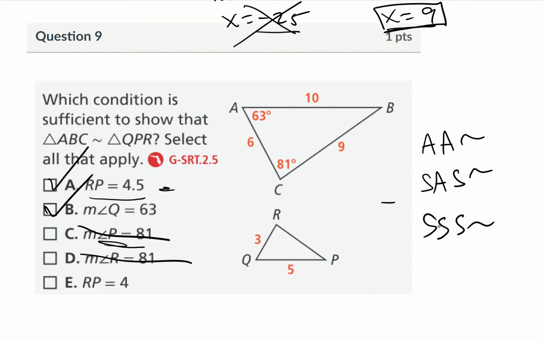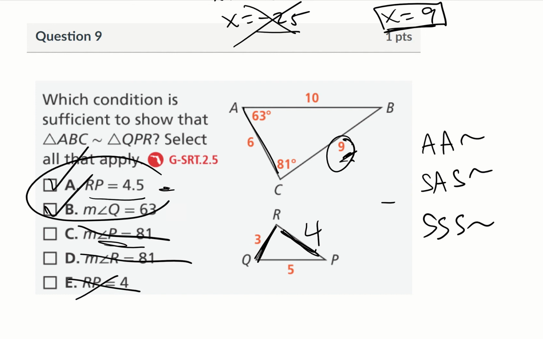Now for the last one, RP is equal to 4. You see how they switch it now. If RP is equal to 4, well then that's not going to work anymore, because 3 times 2 is 6, but 4 times 2 is 8, and we don't have 8 on that side, we have 9. So that would not be true. And therefore the only answers are A and B.